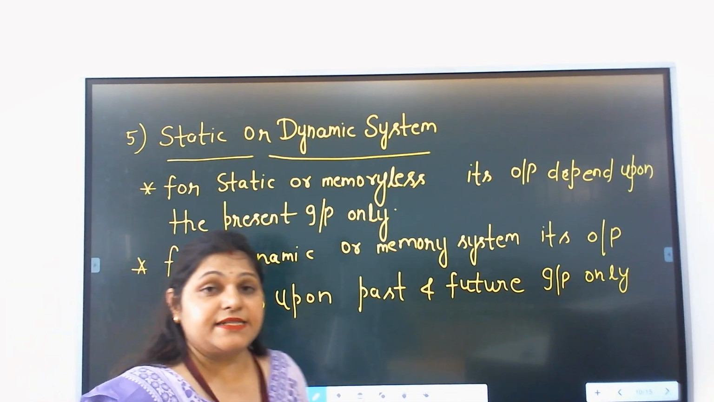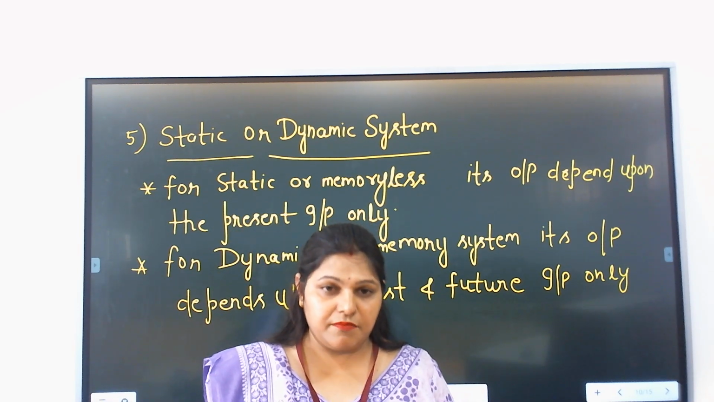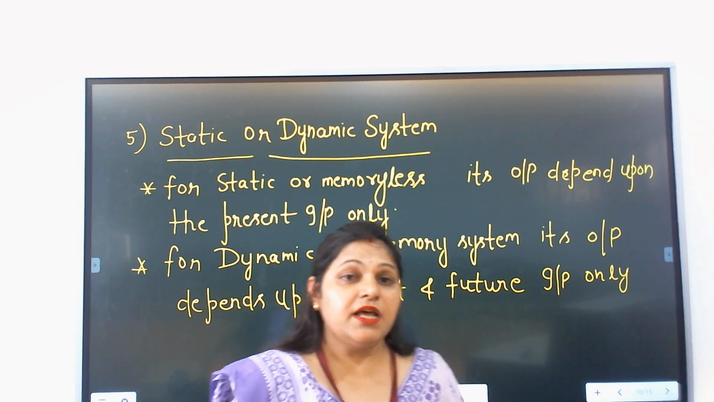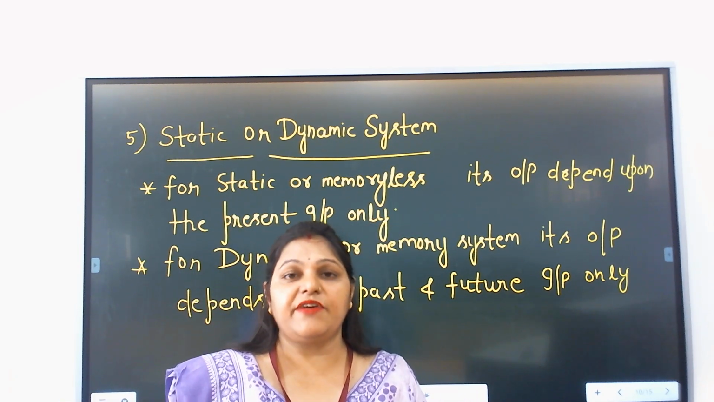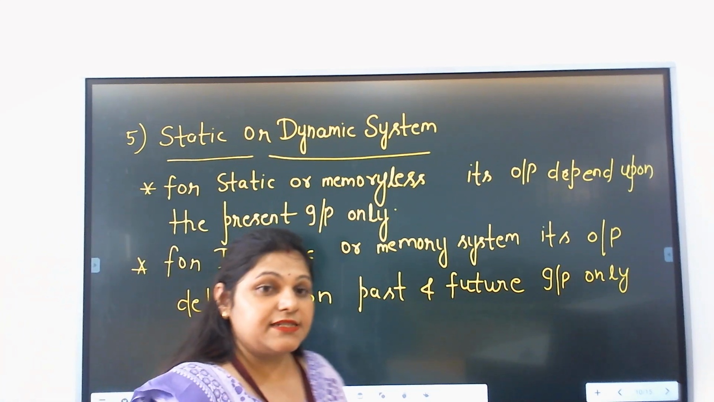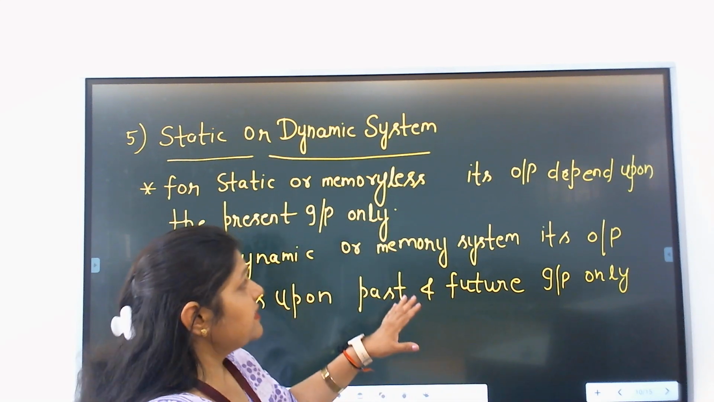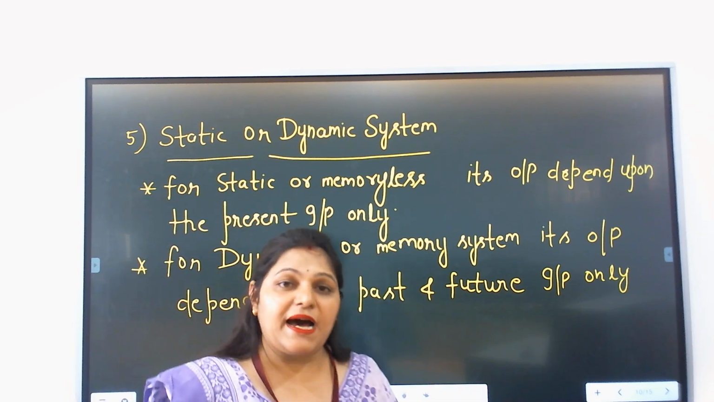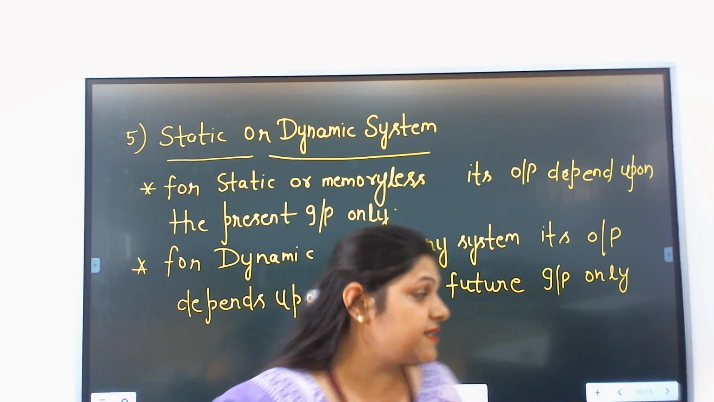Next is static or dynamic system. A system is called static when the output depends only on the present value of input. That is called a static system. A static system is also called a memory-less system, and a dynamic system depends on past and future values of input. It is also called a memory system.